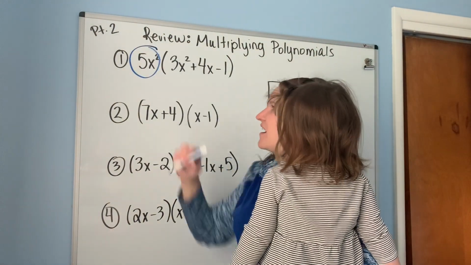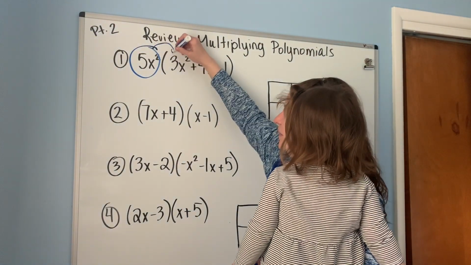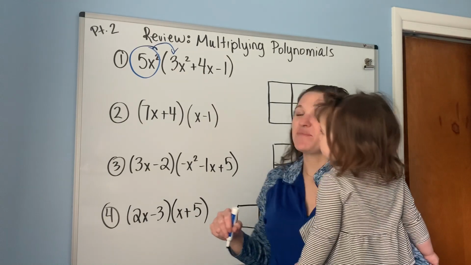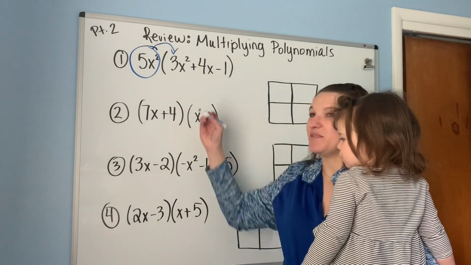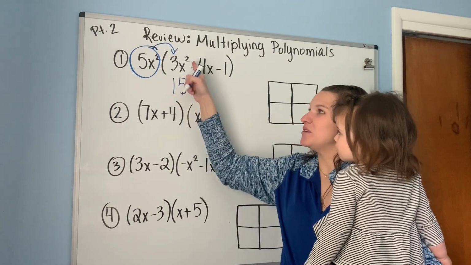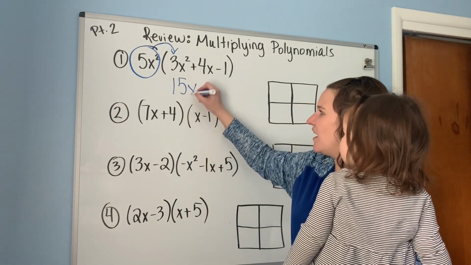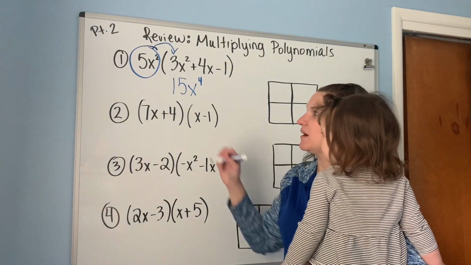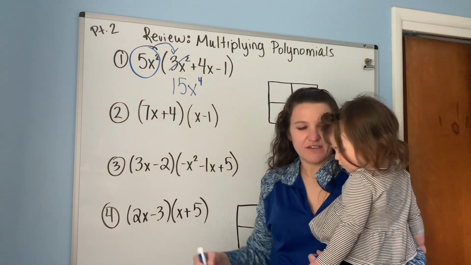All right. So what we have to do is we have to multiply our numbers and add our exponents. We're going to multiply the 5x squared by 3x squared. Multiply your numbers. 5 times 3 is 15. Add your exponents. 2 plus 2 is going to give me 4. All right, that one's done. Let's cross everything off as we go.